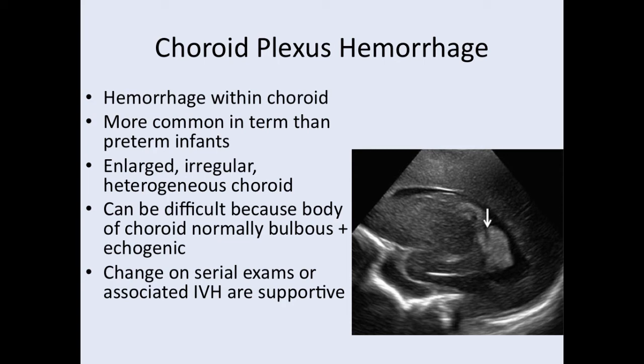Oftentimes, though, all that we can do is see how it looks on the follow-up and see if those findings are stable or if they've changed. If they've changed and evolved over time, then we can be more confident that it was a choroid plexus hemorrhage.